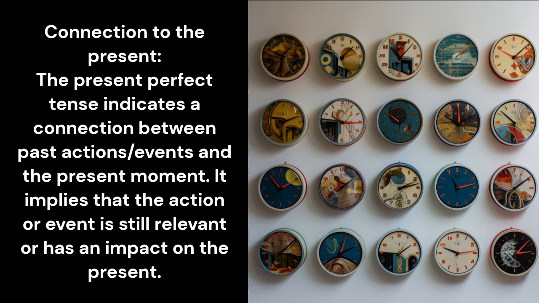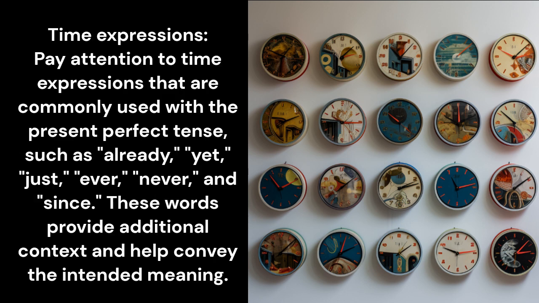Connection to the present. The present perfect tense indicates a connection between past actions/events and the present moment. It implies that the action or event is still relevant or has an impact on the present. Time expressions. Pay attention to time expressions that are commonly used with the present perfect tense, such as already, yet, just, ever, never, and since. These words provide additional context and help convey the intended meaning.